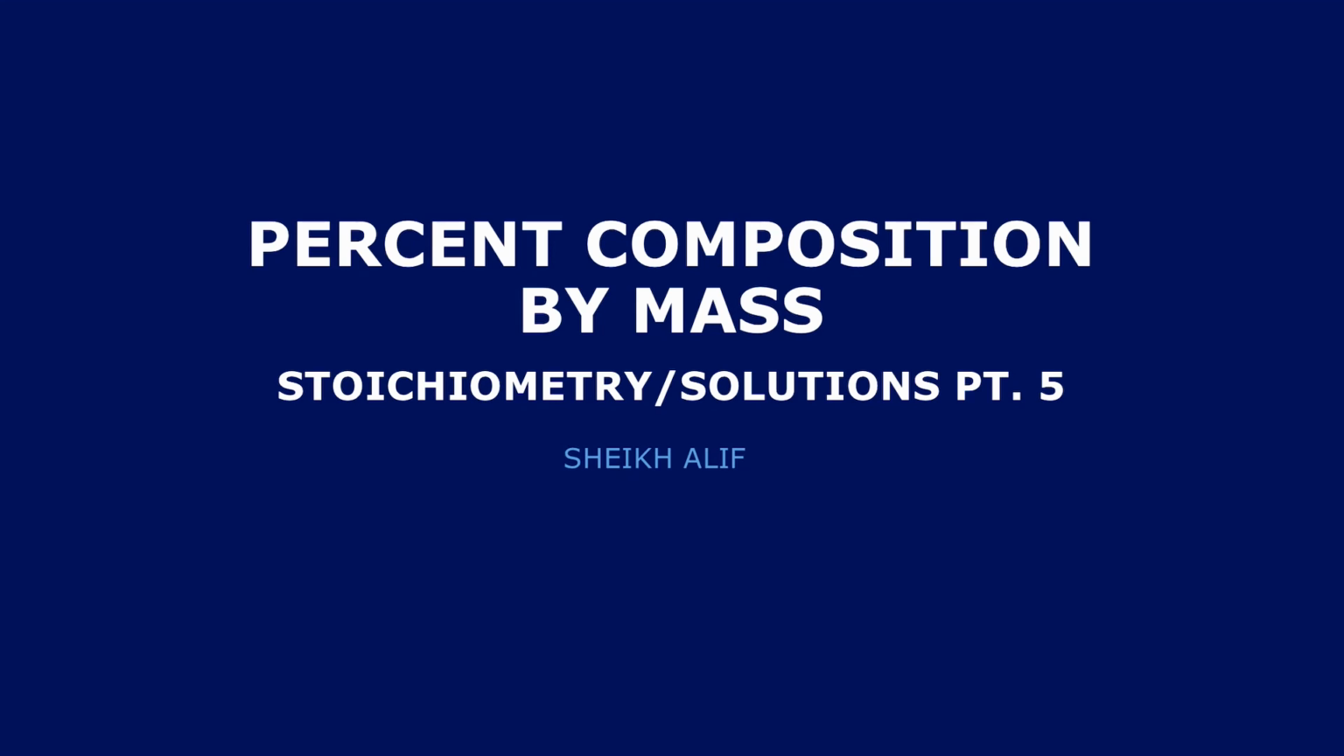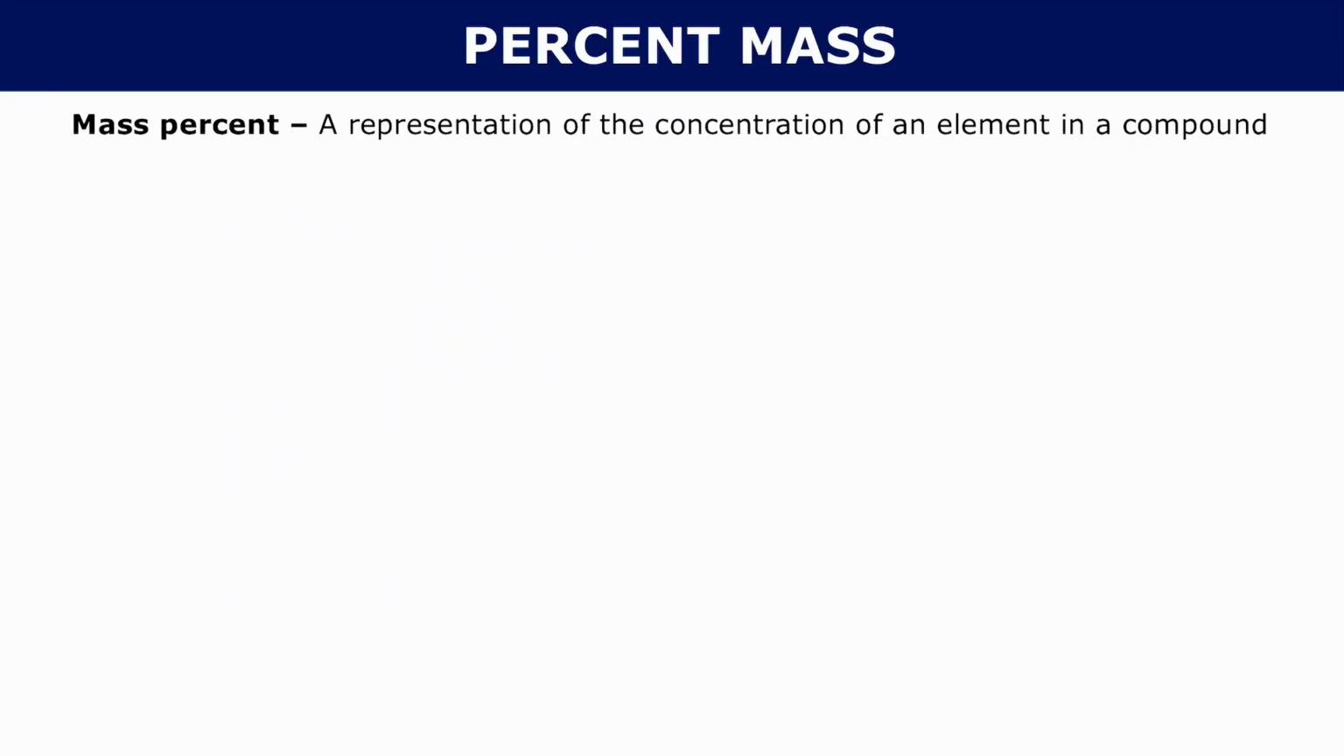Today is all about percent composition by mass. So percent mass and percent composition by mass are all kind of the same thing. It's just a representation of the concentration of an element in a compound. And you're going to have two different types of mass percents.